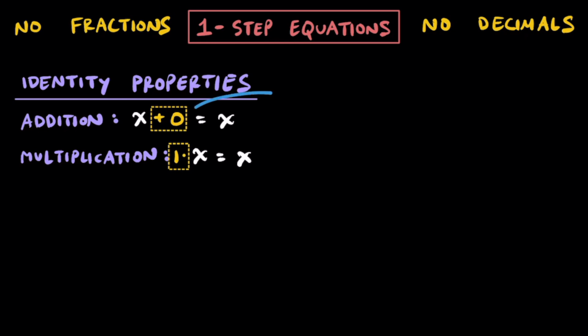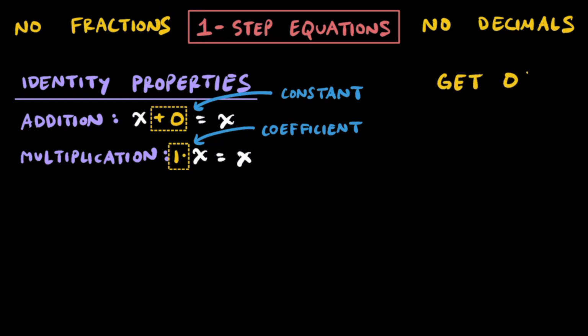Throughout this video, you're going to notice over and over again that this 0 or this constant is always going to disappear. Similarly, this 1 or this coefficient is also going to disappear. When solving equations, you really have two big goals. The first one is always to get 0, and the second big goal is always to get 1. If you can get the constant term to be 0 or the coefficient of the variable to be 1, you can then solve equations.